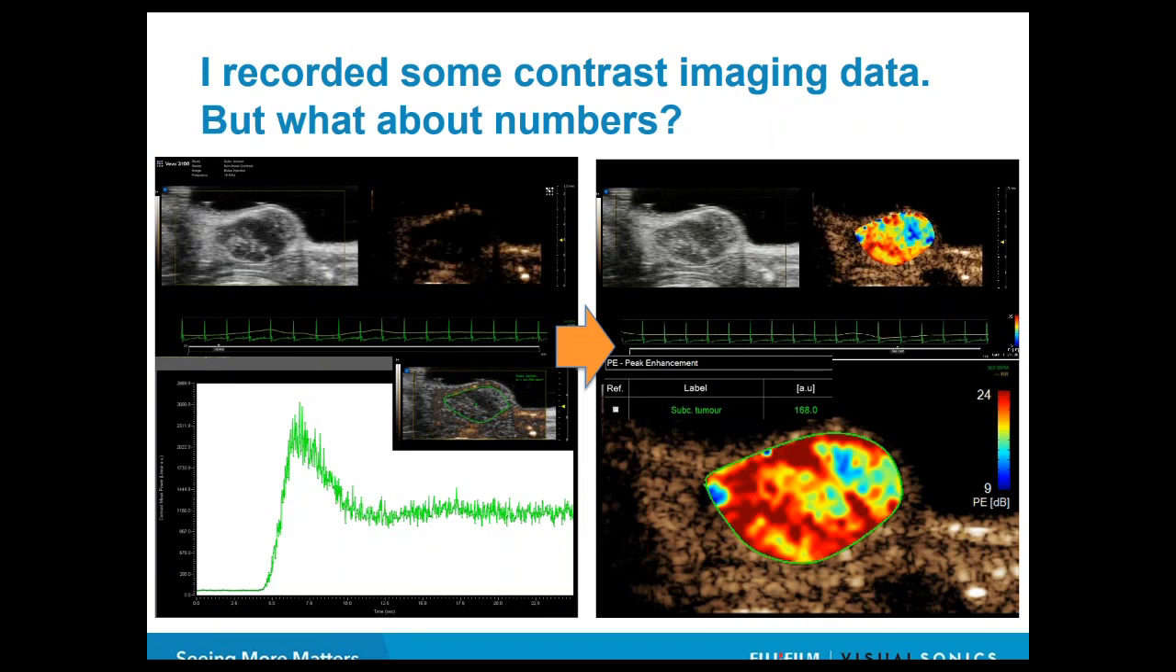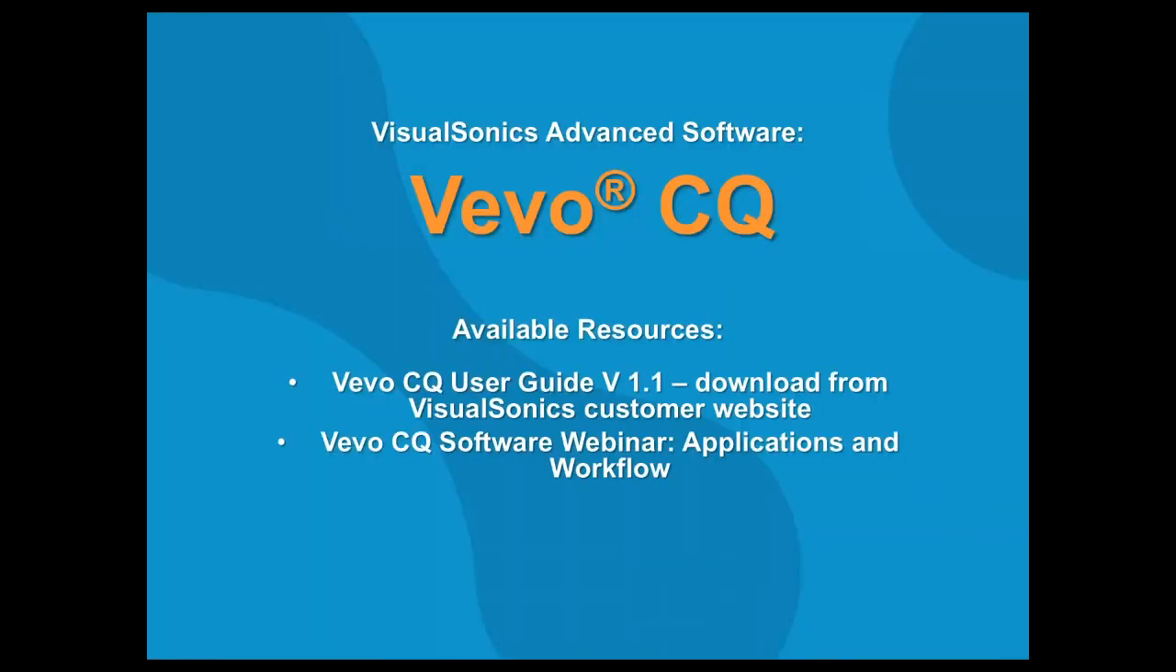The VevoCQ software is an additional module to the VevoLab software that you use to analyze your standard Vevo data. And there's some available resources for you to help find your way around the software. There's the VevoCQ user guide version 1.1. This is quite important. There's some older versions around, but make sure you have the user guide 1.1, and you can download it from our customer website if you don't have it yet.